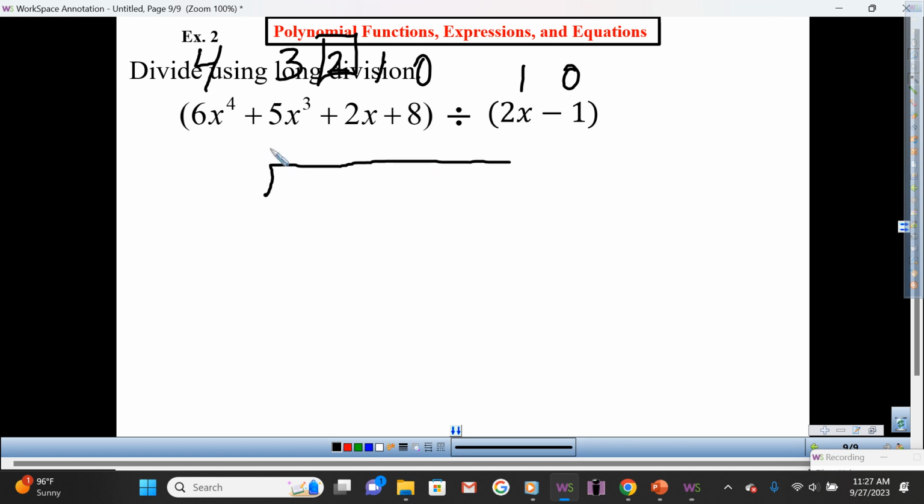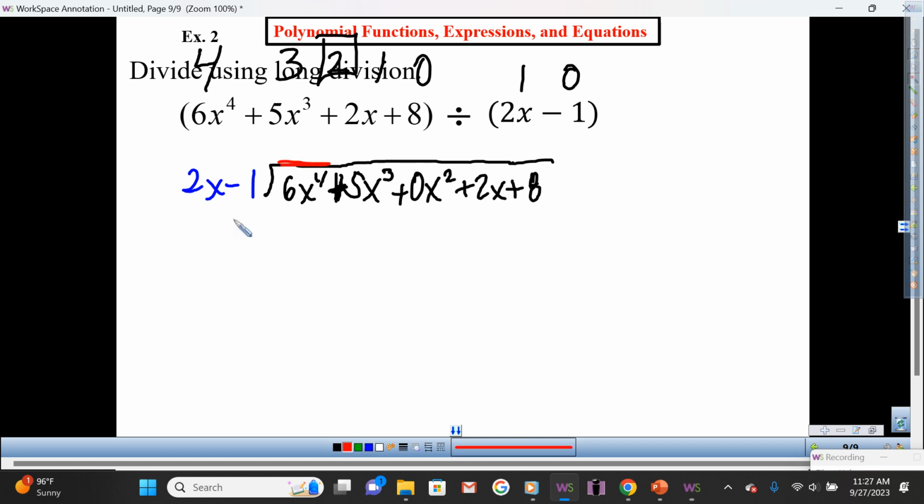See if you wrote the right thing. We start with 6x to the 4th plus 5x cubed. And what was the degree missing? Second degree. So you wrote 0x squared plus 2x plus 8 divided by our divisor, which is 2x minus 1. Hands if you're up to right there. Okay? So to get us started, what number times 2x gives us 6x to the 4th?